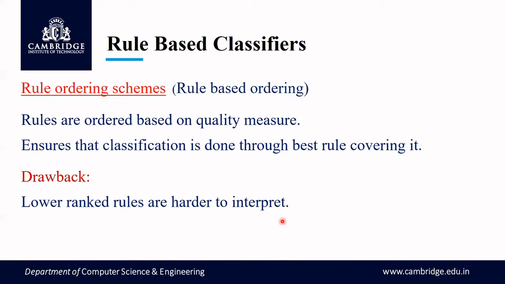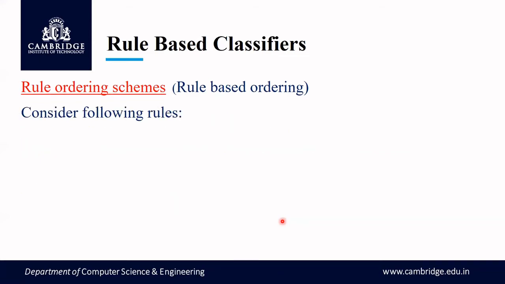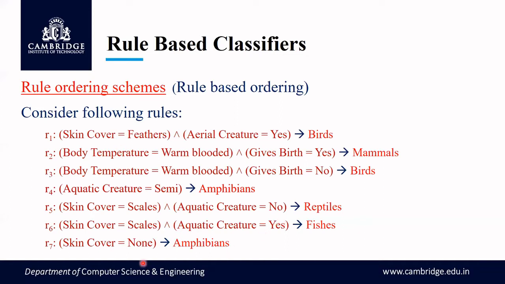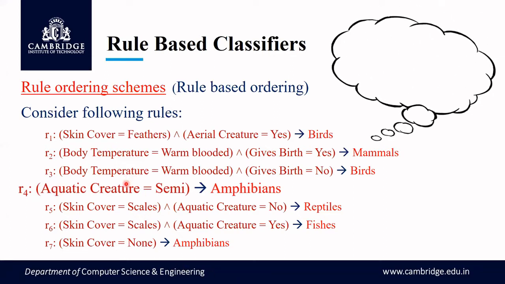We'll take one example and see what rule-based ordering tells, or how it works. Consider the following rules. These are several rules that I have derived. Here I have 7 rules in this particular rule set. Now consider this particular rule R4. Above this we have 3 rules, correct? How am I going to interpret this particular rule? As I told, I should consider the negation of the rules above it.